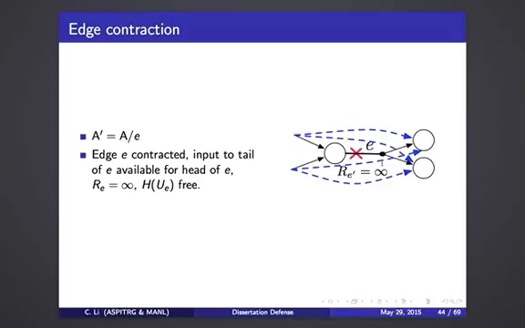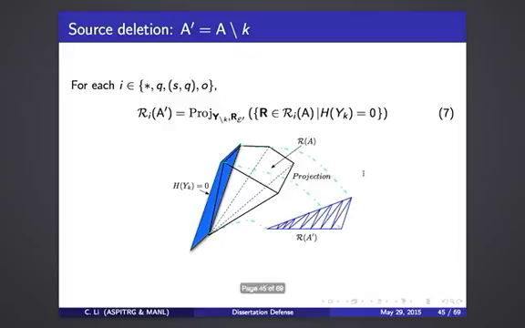Right? And also it is equivalent to say the edge capacity on this edge E is infinity. So it can send whatever is available to the head nodes. And for each operation, we have the rate-region relationship, which gives the preservation property. Here I just give one example for the source deletion, while the other ones have a similar characterization.